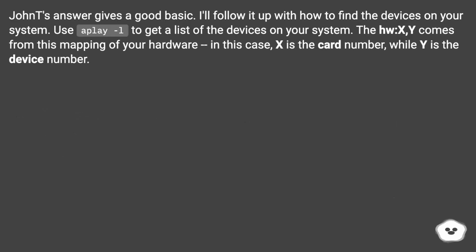John's answer gives a good basic. I'll follow it up with how to find the devices on your system. Use aplay -l to get a list of the devices on your system. The hw:X,Y comes from this mapping of your hardware. In this case, X is the card number, while Y is the device number.